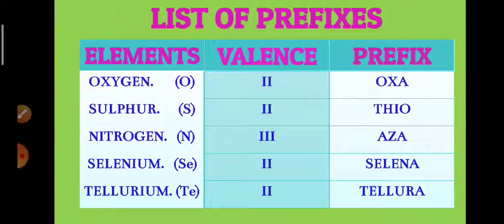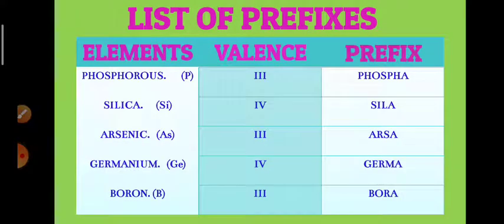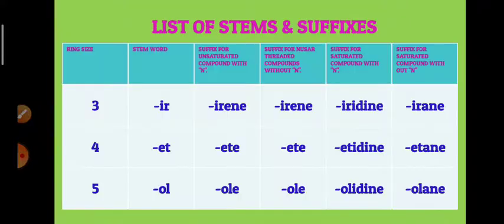Now we go for the list of prefixes. For oxygen, we use the prefix oxa. For sulfur, we use the prefix thia. For nitrogen, we use the prefix aza. For selenium, selena. For tellurium, tellura. For phosphorus, phospha. For silicon, sila. For arsenic, arsa. For germanium, germa. And for boron, bora.